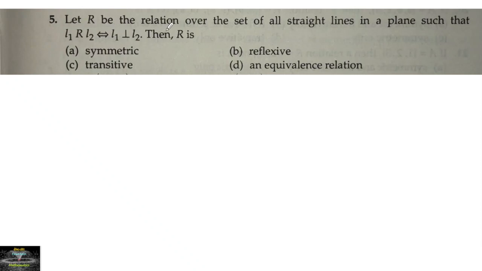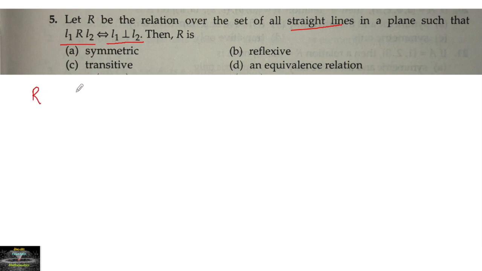Let R be the relation over the set of all straight lines in a plane such that L1 is related to L2 if and only if L1 is perpendicular to L2. Then R is, we need to check whether it is symmetric, reflexive, transitive, or an equivalence relation. So what is given?